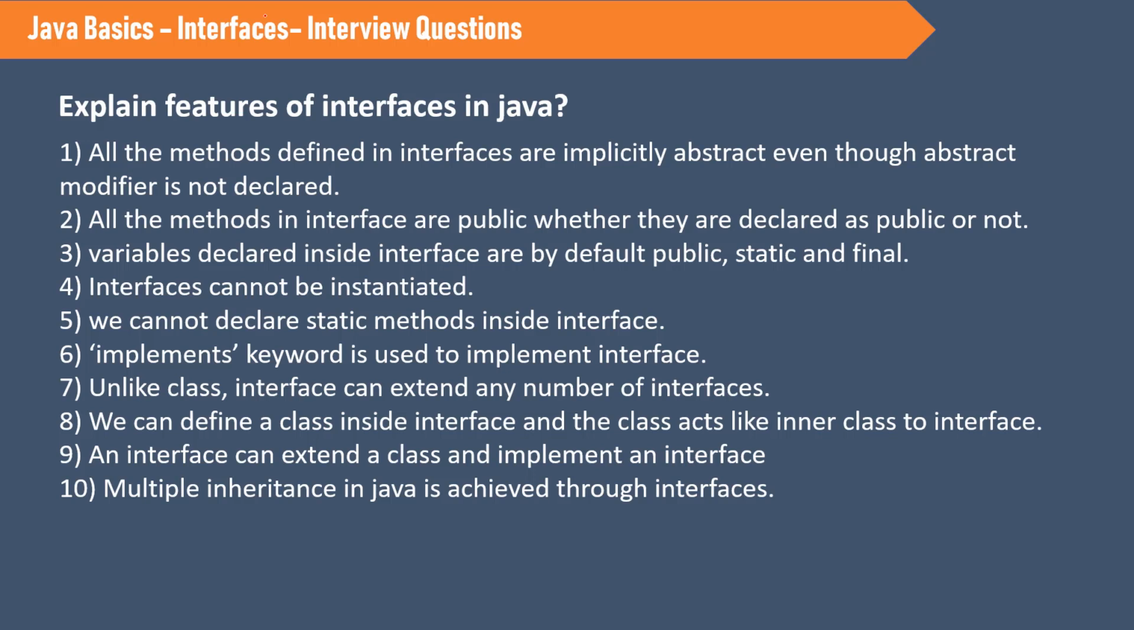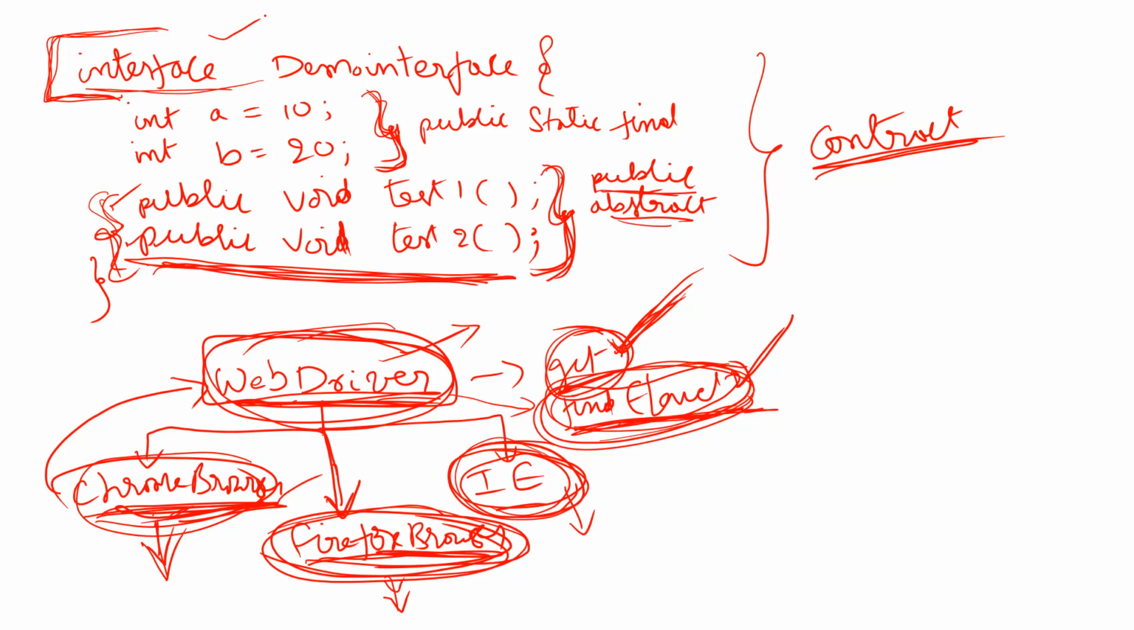Explain the features of interfaces in Java. So the features of interfaces in Java. Let's say we have an interface here and we have a class. And when we are implementing this interface using this class, we have to implement all these methods in the interface, otherwise it throws an error. So the first point is the class has to implement all the methods in the interface.